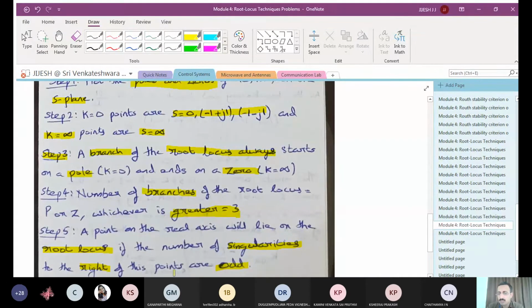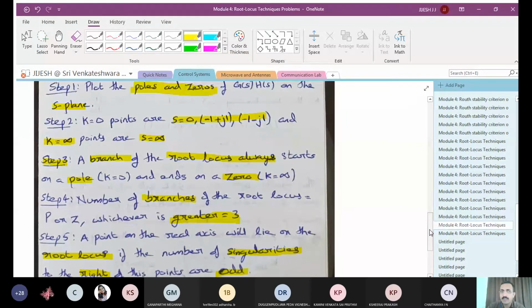So where to plot the root locus, you have to be very careful. The number of singularities to the right, whether you take the number of zeros or number of poles, has to be an odd number. Then you can say that you can have a root locus over there. So we can write all this till step 5. After that we have to find the centroid, the number of asymptotes, and the angle. You can do that after completing these 5 steps.